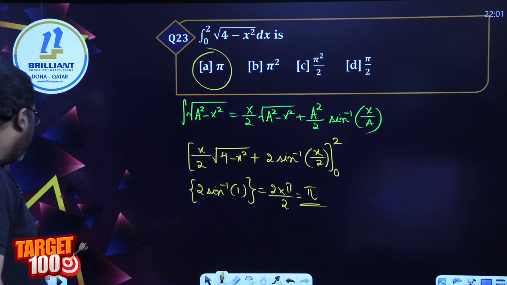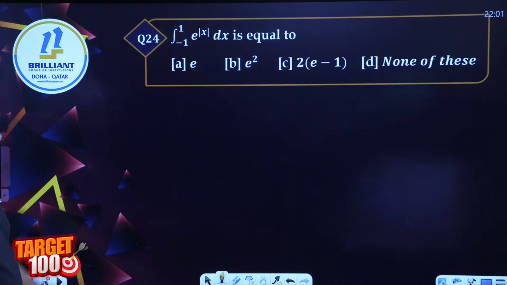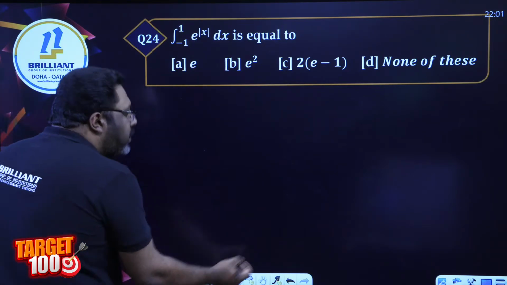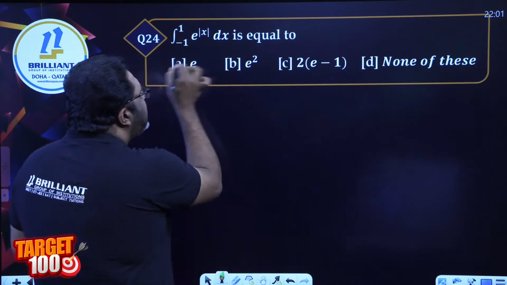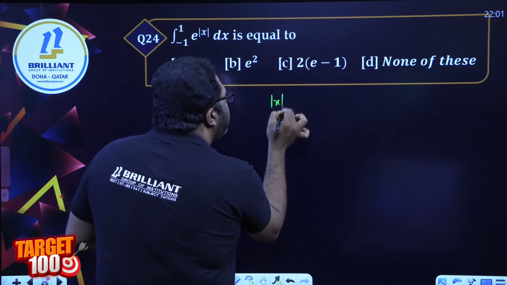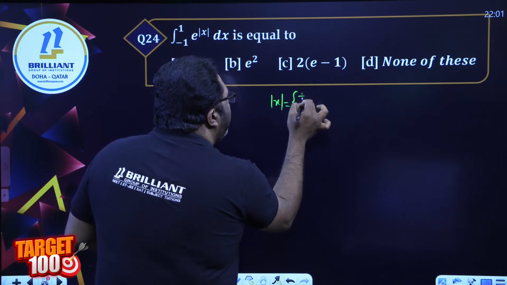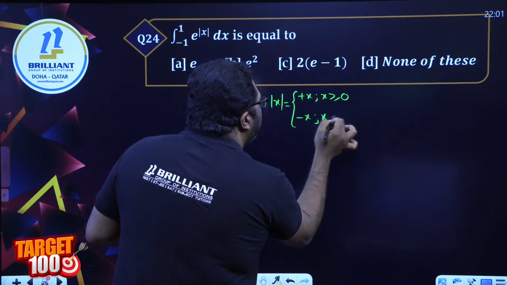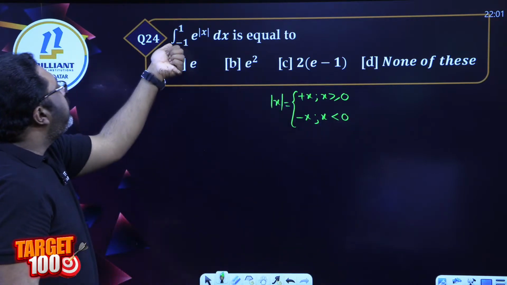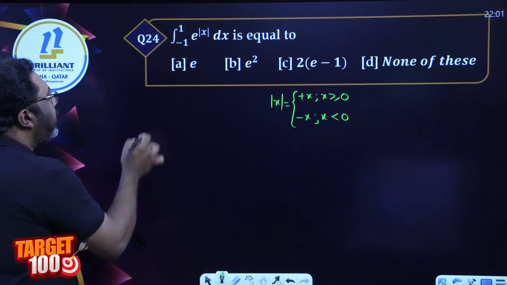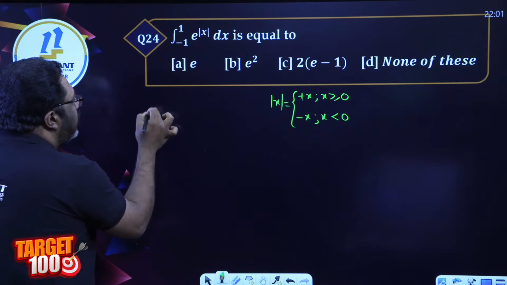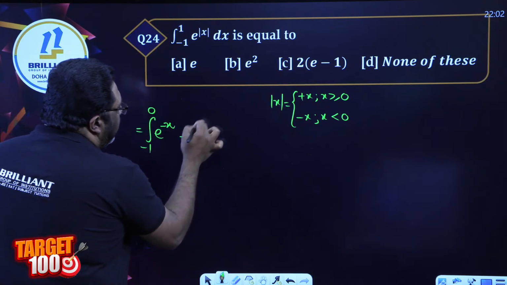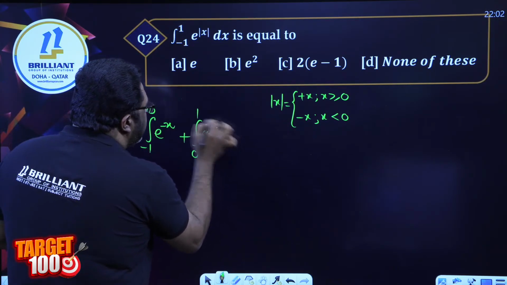Good. Fine. Moving forward, students. Question number 24. Again, modulus. So modulus, you know how to do it, right? You have to split it into two parts. And this is simply mod x, which is going to become positive for x greater than 0 and negative for x less than 0. And the 0 is between minus 1 and 1. So I will break my interval as minus 1 to 0, where mod x is minus x, and then 0 to 1, where mod x is plus x.